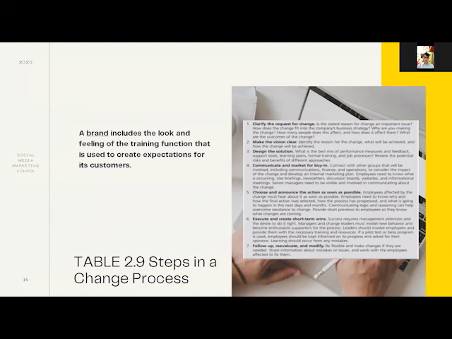And fourth, communicate and market for buy-in. Yeah, this thing is very essential also. This will connect with other groups that will be involved. This includes outside companies, because employees need to know what is occurring using brief newsletters, discussion boards, websites, and informational meetings. So the fifth, choose and announce the action as soon as possible.